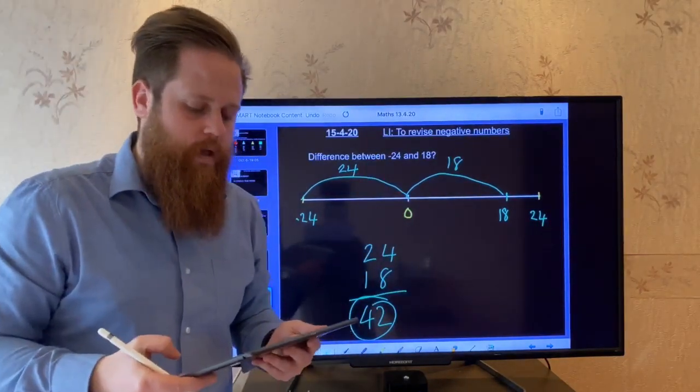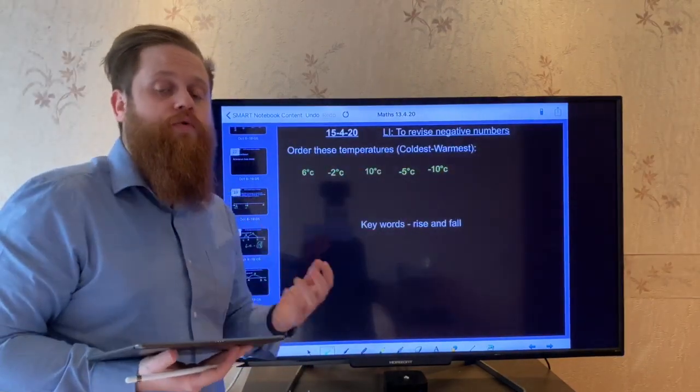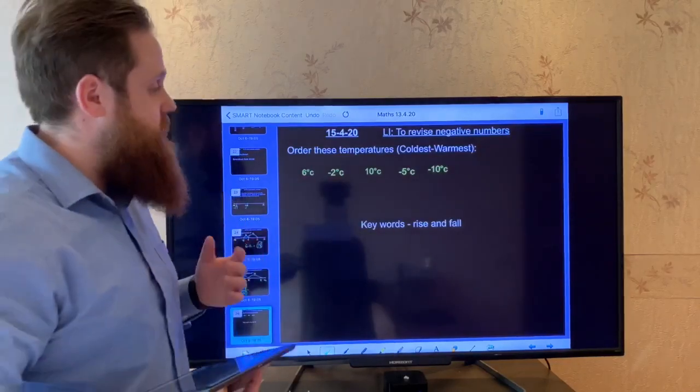And let's have a look at it here now then. Another question that might come up is ordering temperatures, and it's just putting those negative numbers into order.